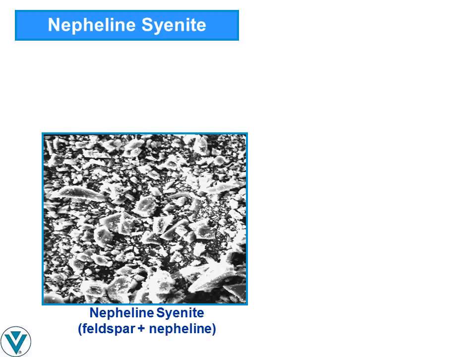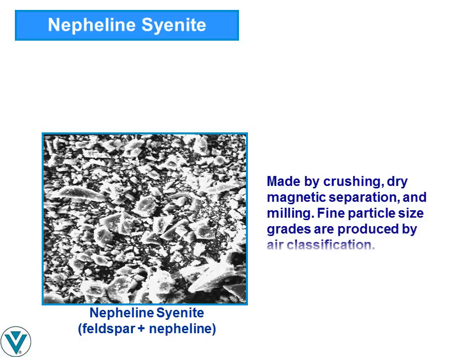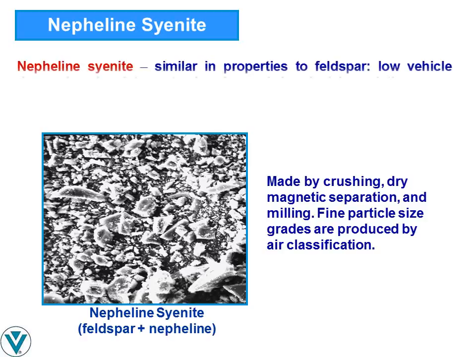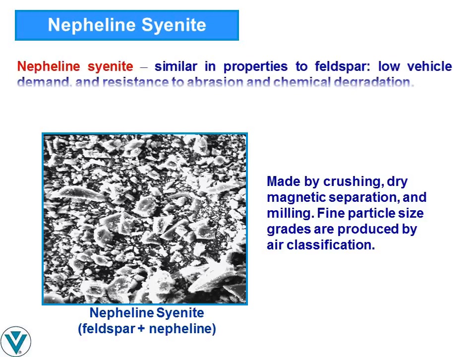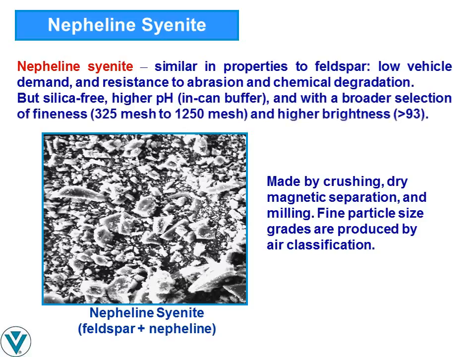Commercial products are made by crushing, dry magnetic separation, and milling. Fine particle size grades are produced by air classification. Although the performance properties of feldspar and nepheline syenite are similar, low vehicle demand and resistance to abrasion and chemical degradation, the latter is more often used because it is silica-free, it is an effective alkaline in-can buffer, pH 10 versus 8 to 9 for feldspar, it is available in a broader range of fine grinds, 325 mesh to 1250 mesh, and it has generally higher brightness.